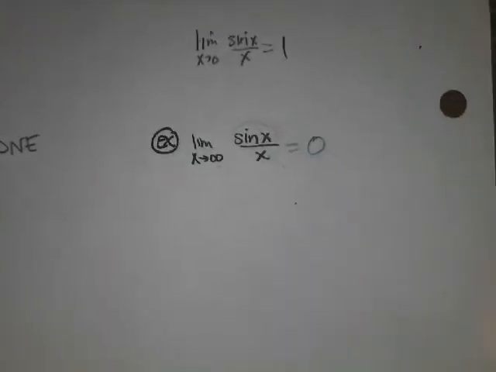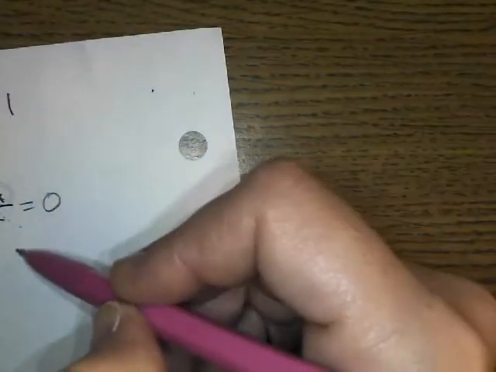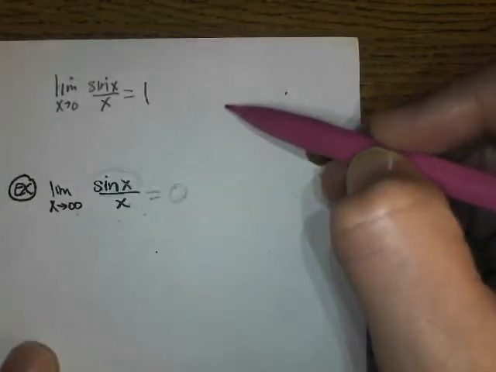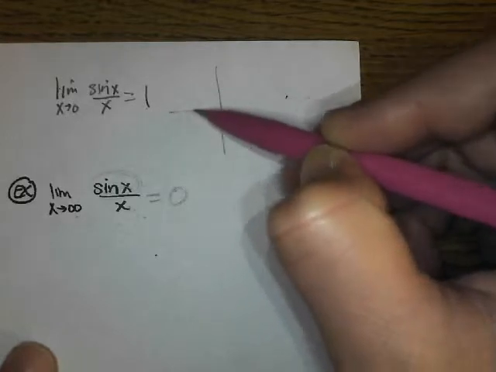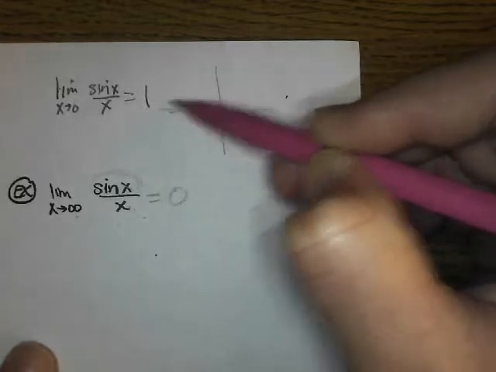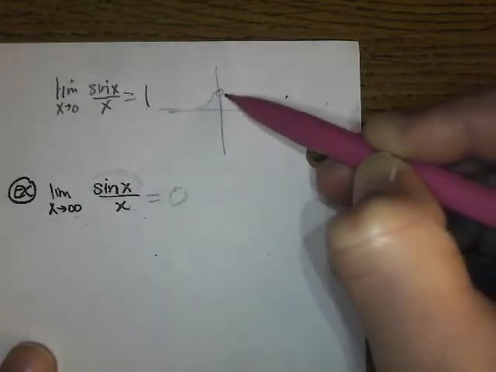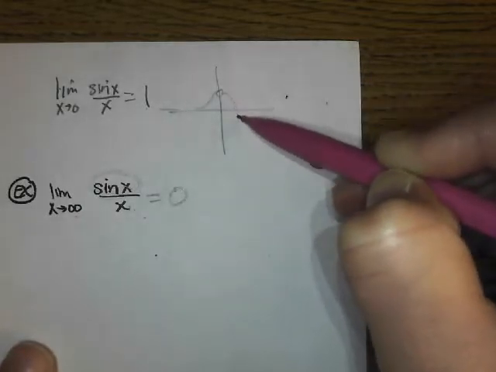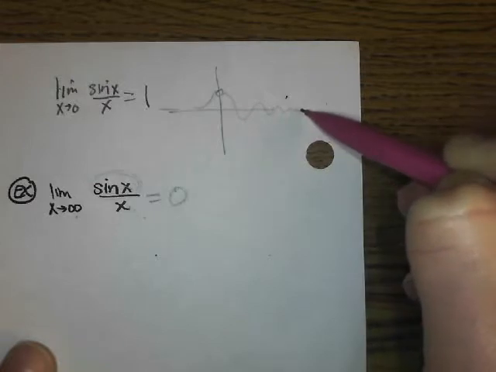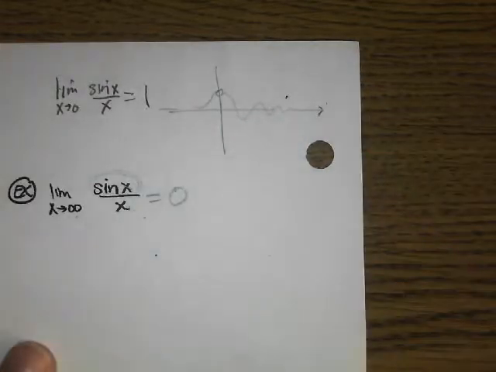I'll remind you that this graph does this. It kind of comes up here, there's a hole at 0, and then it oscillates back and forth, but then kind of squeezes the x-axis. Remember that? Same thing on the negative side. It comes down, oscillates back and forth, and then squeezes along the x-axis.